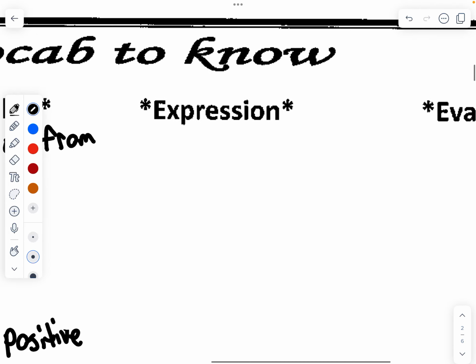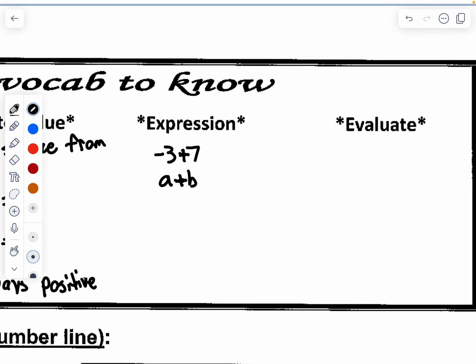An expression, there are two different kinds of expressions. You have an algebraic and a numeric expression. A numeric expression would simply look like this, like negative 3 plus 7. Expression just means that you have 2 or more numbers with at least one operation. And an algebraic expression would be like a plus b. Same concept, except you're using letters.